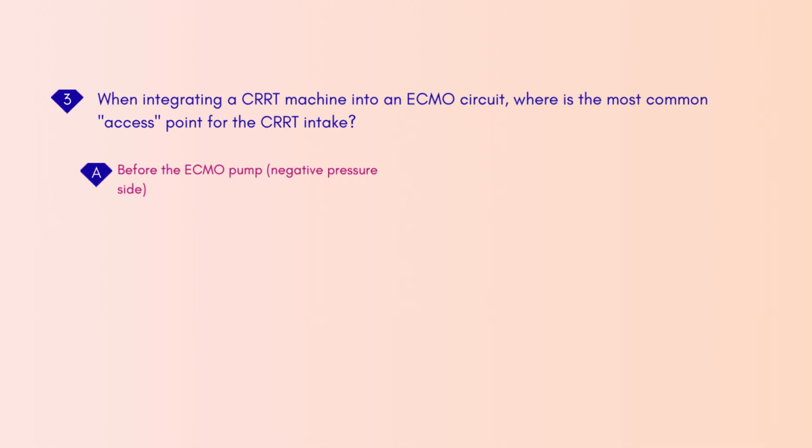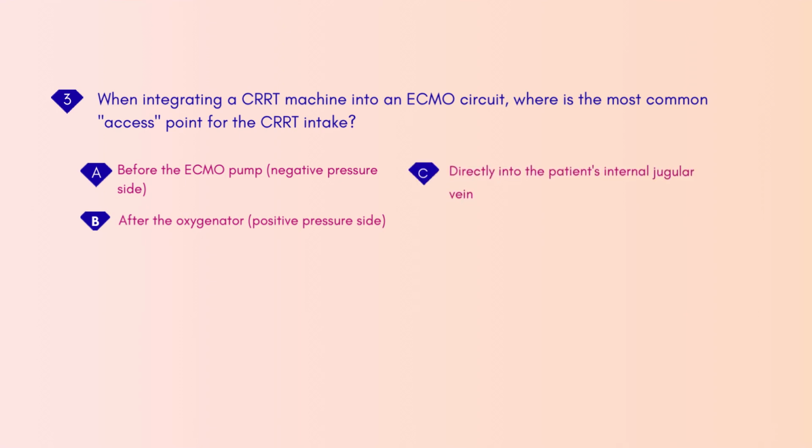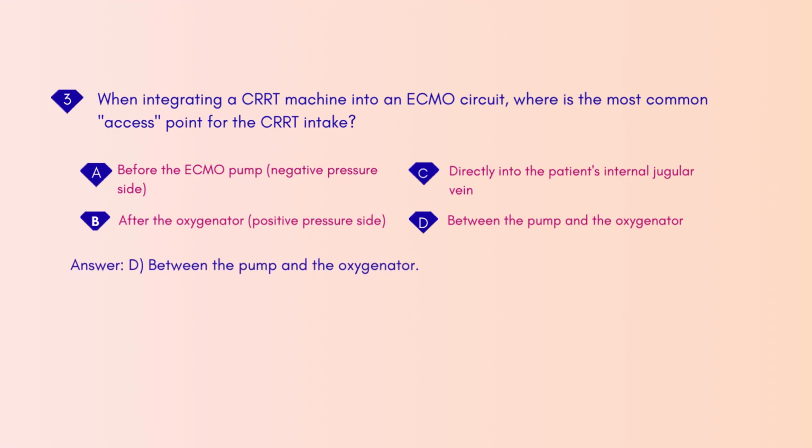When integrating a CRRT machine into an ECMO circuit, where is the most common access point for the CRRT intake? A. Before the ECMO pump, negative pressure side. B. After the oxygenator, positive pressure side. C. Directly into the patient's internal jugular vein. D. Between the pump and the oxygenator. Answer: D. Between the pump and the oxygenator.